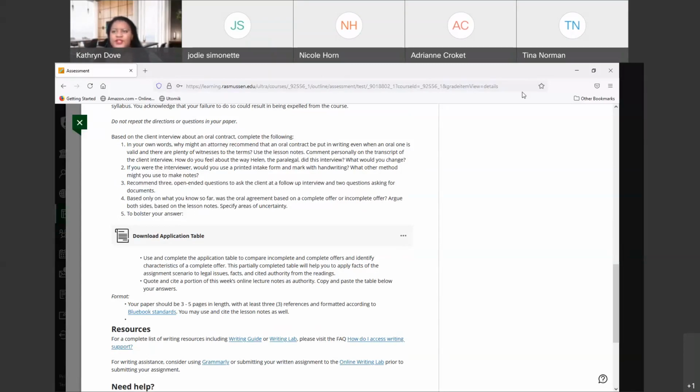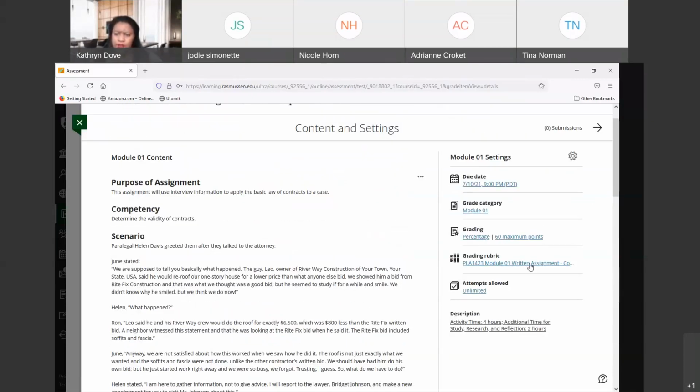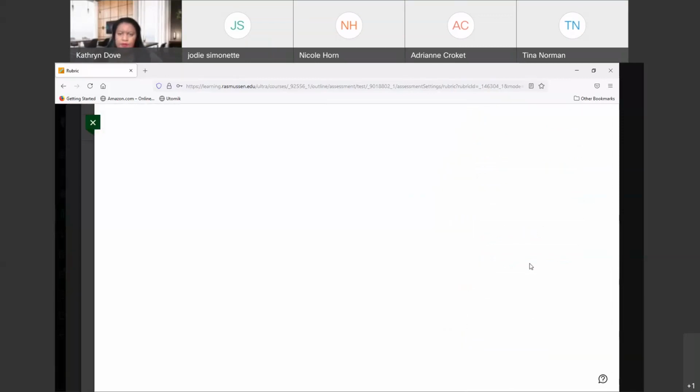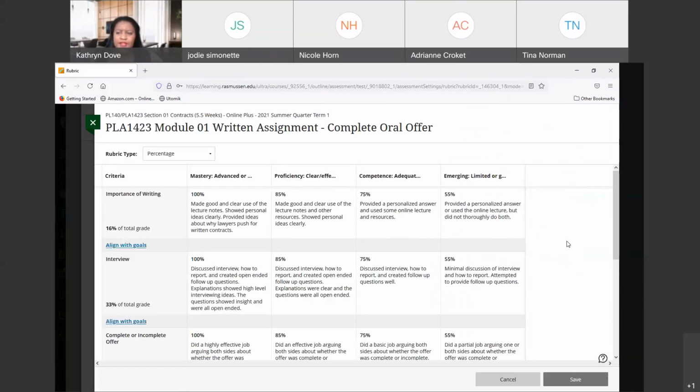So with every assignment, there is a grading rubric, and I want to show you the grading rubric. By looking at the grading rubric, you can see what criteria should be met in your paper. The importance of having a written contract. Make good and clear use of the lecture notes. Show personal ideas clearly. Provide ideas about why lawyers push for written contracts. If you talk about why lawyers would prefer contracts to be in writing, that's 16% of your grade.